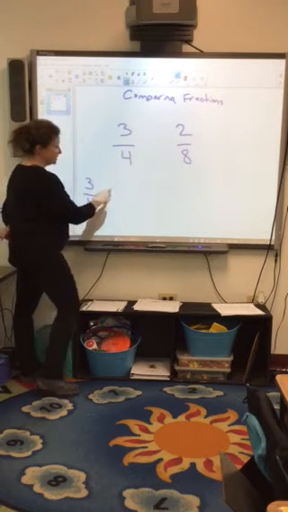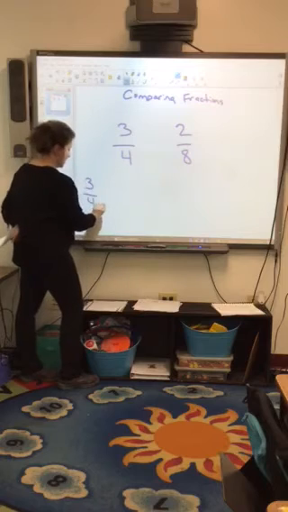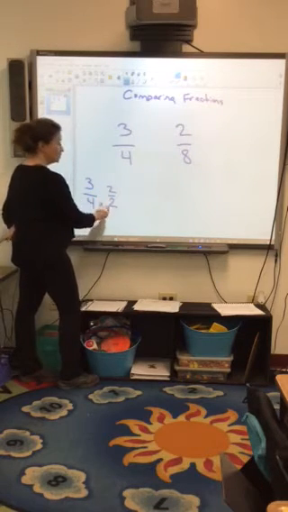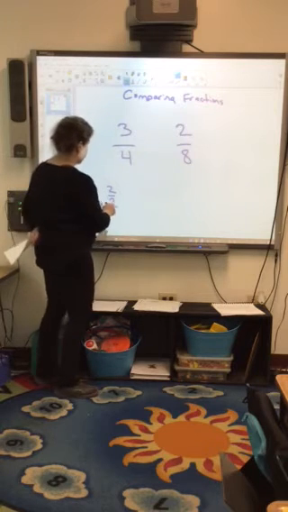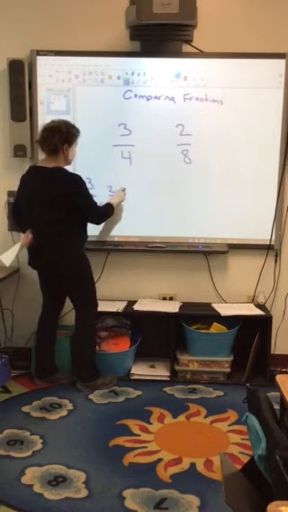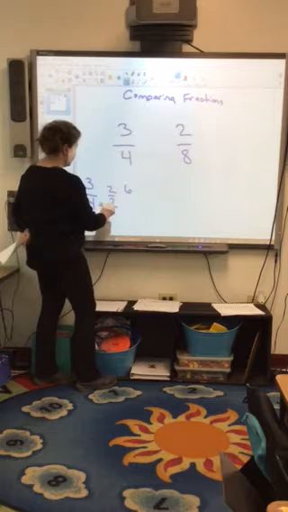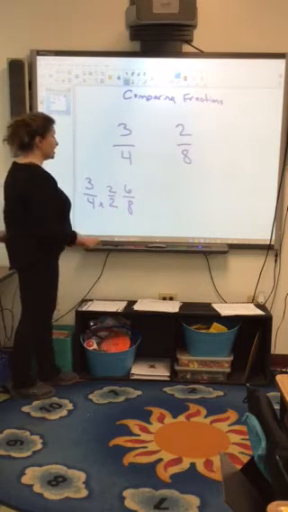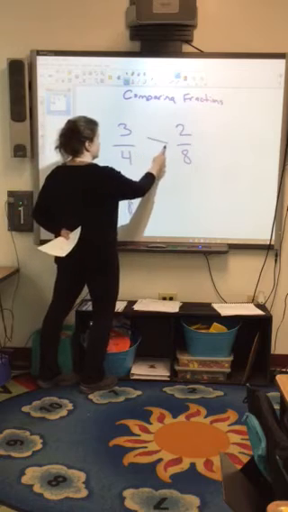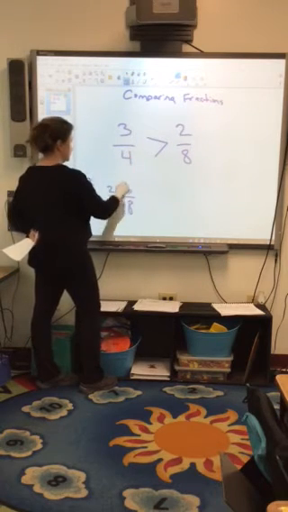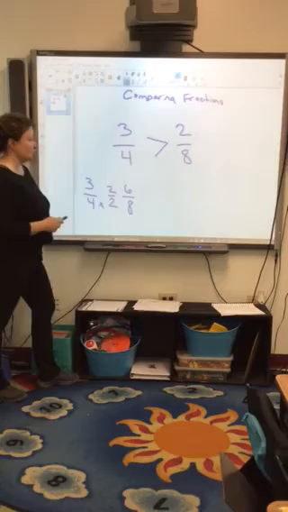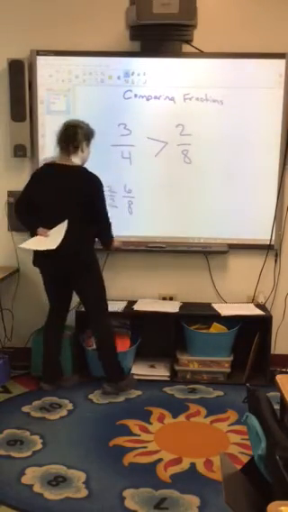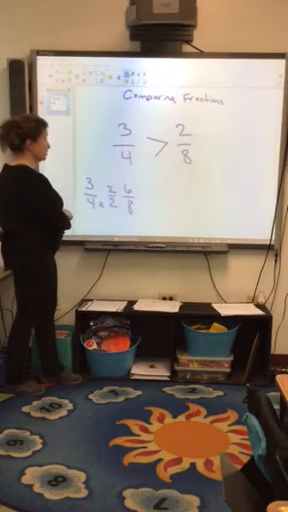And of course, I can make an 8 from the 4 by multiplying by 2 over 2, which is 1, the identity property. 3 times 2 is 6. 4 times 2 is 8. So 6 eighths is greater than 2 eighths. And that would be generating.